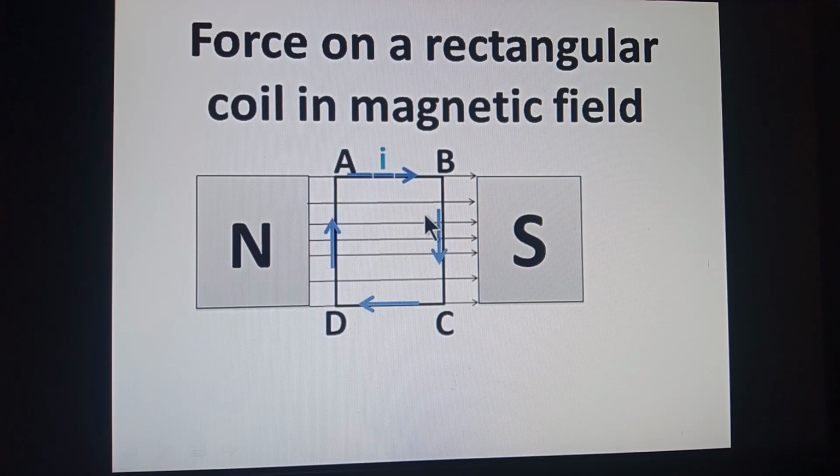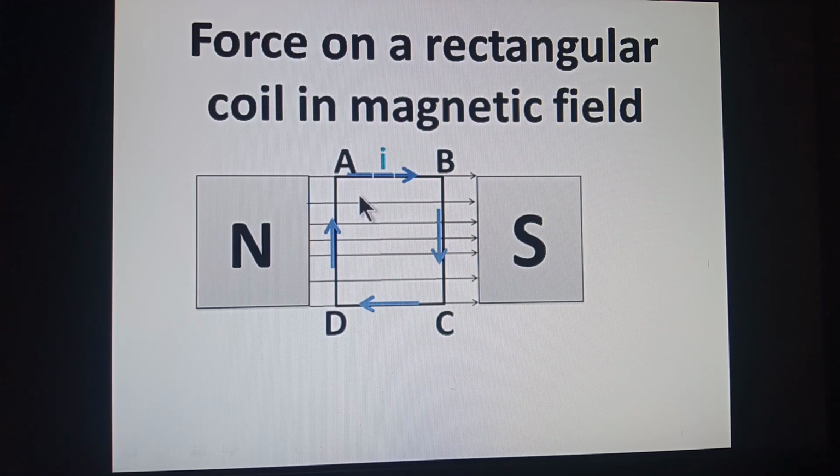Look at this diagram. Here there are two poles of a magnet, north and south pole. There is magnetic field from north to south, and if a rectangular coil ABCD in which current is flowing, current I is flowing in this direction in this coil. Secondly, this coil is capable of turning about some central fixed point. There is an axis of rotation of the coil which is not shown here.